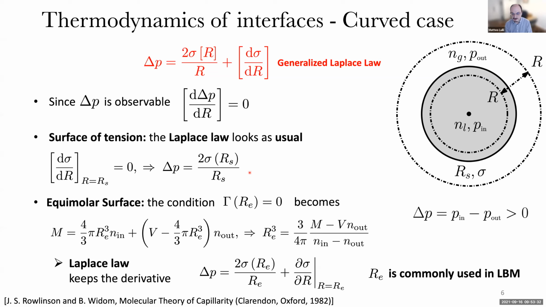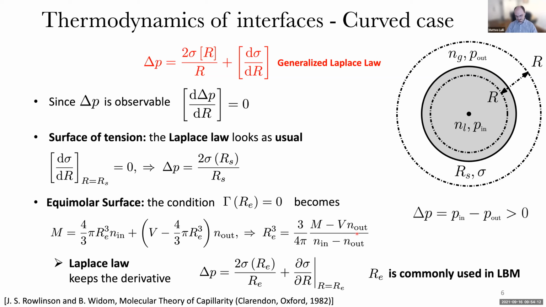And that's why the Laplace law is always understood as valid on the surface of tension. So we can also define the equimolar surface with a similar requirement as before, the vanishing of the adsorption. In this case, we can make it look a little bit simpler. Basically, the requirement is that the total mass is equal to the mass in the inside phase plus the density of the outside phase multiplied by the complementary volume. If one solves this, one gets this formula, which is very useful.